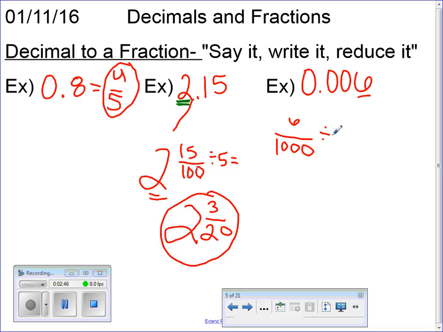A common factor here is 2. So 6 divided by 2 gives me 3. And if I cover up these last two digits, my zeros, this helps me. What is 10 divided by 2? Well, 10 divided by 2 is 5. So 100 divided by 2 should give me 50, and 1,000 divided by 2 should give me 500. Okay. There's no common factors between 3 and 500, so that is my simplified answer.